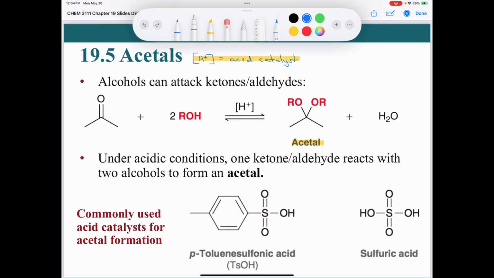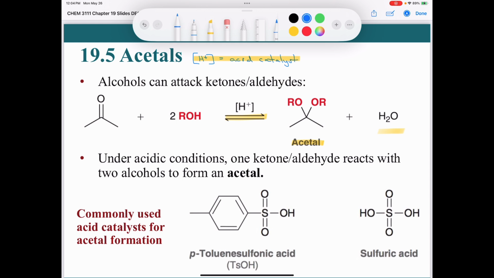Now, keep in mind that this reaction is in equilibrium, so we take our aldehyde or ketone plus our two equivalents of alcohol, and then we end up with our acetal plus water. And that water is going to be important as we study the mechanism in detail.